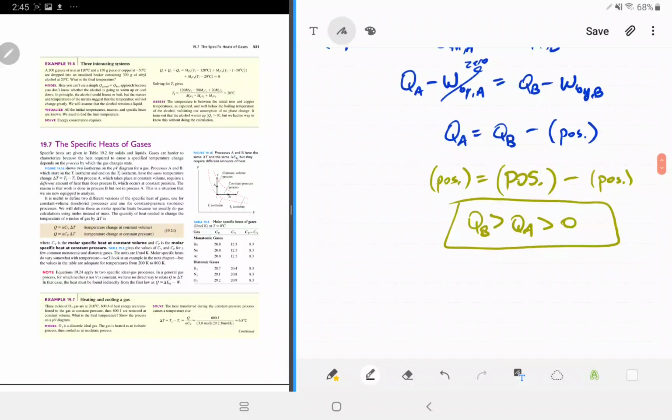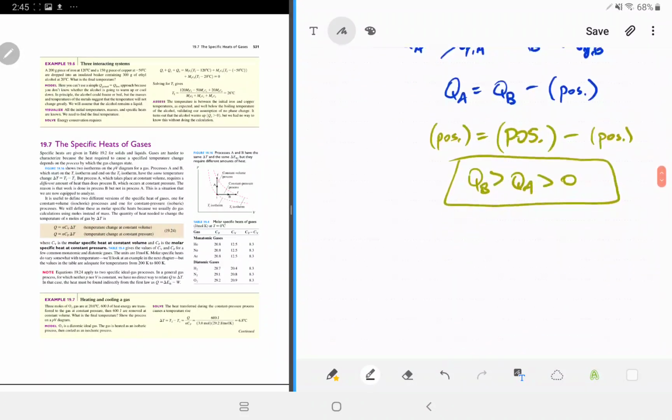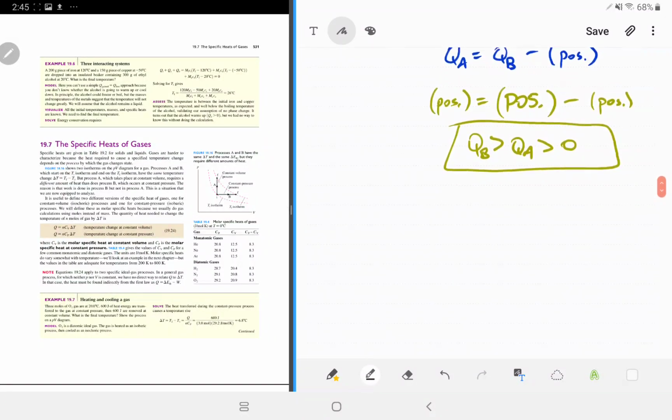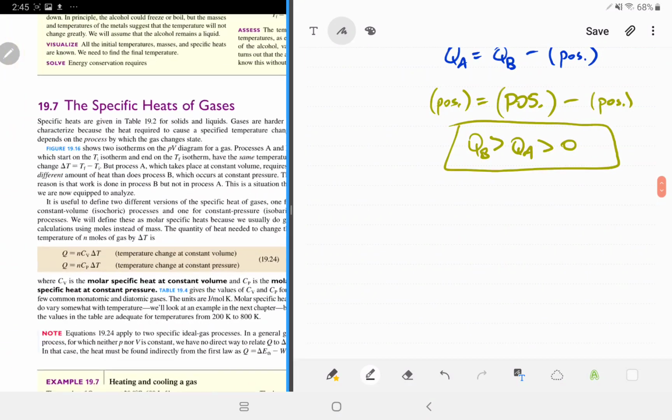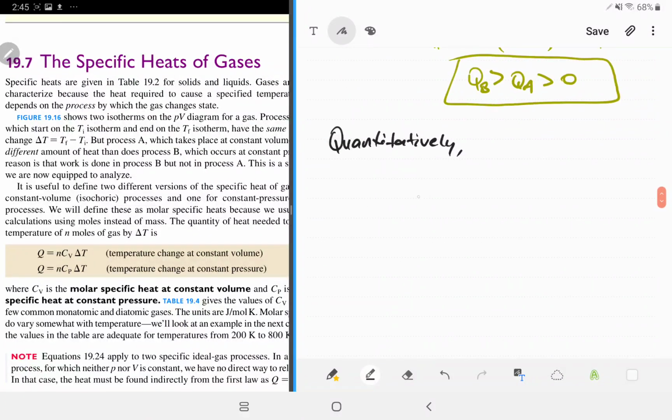Okay, so for part B, we need to take a little aside here. First I want to focus on some of these formulas right here. So quantitatively, let me just write down some results here. The heat added to a gas in an isochoric process is nCV delta T.